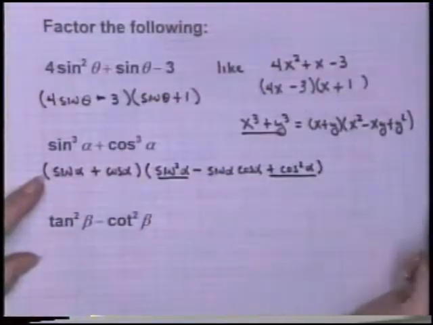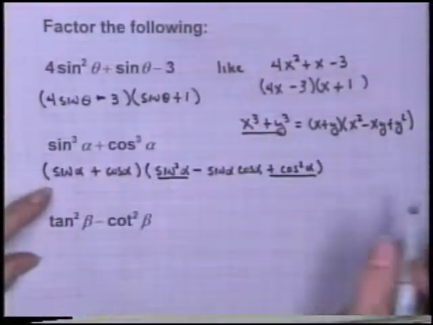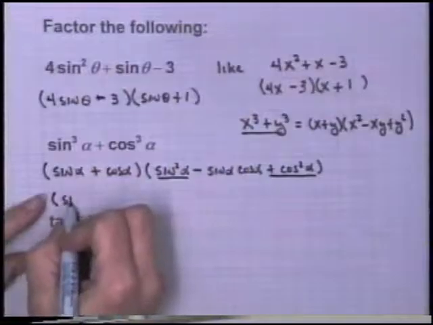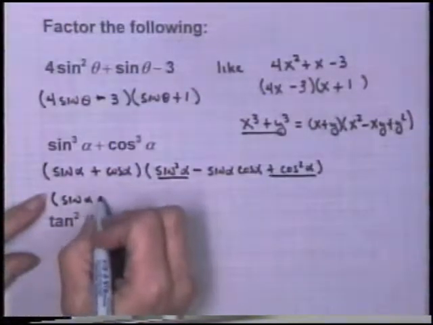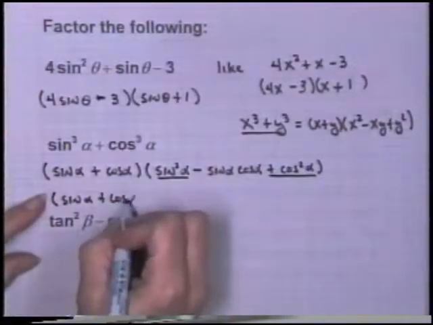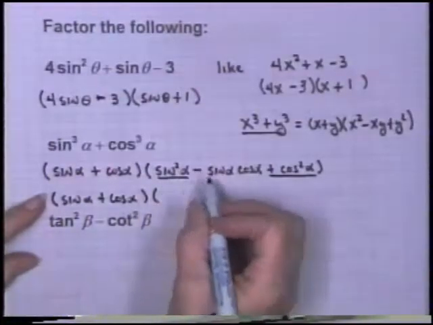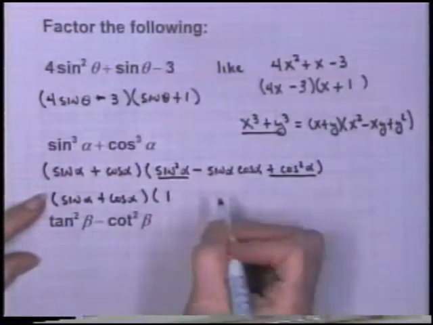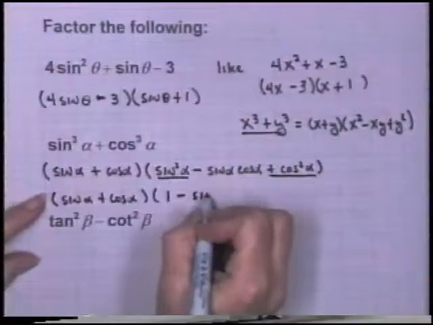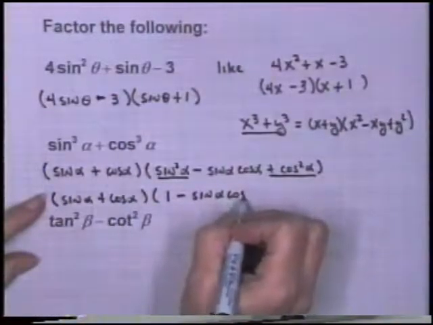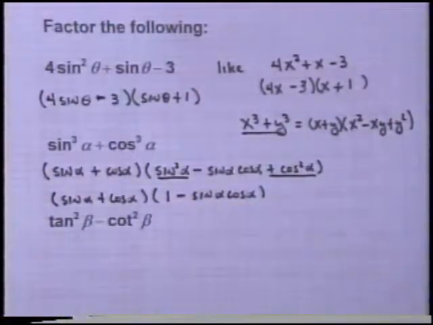See that sine squared plus cosine squared? What can I do? I can change that, can't I? Sine squared plus cosine squared. What does that give us? We're going to have 1. Sine squared alpha plus cosine squared alpha is 1. So I'm going to simplify this second factor. And I have sine alpha plus cosine alpha times 1 minus sine alpha times cosine alpha.